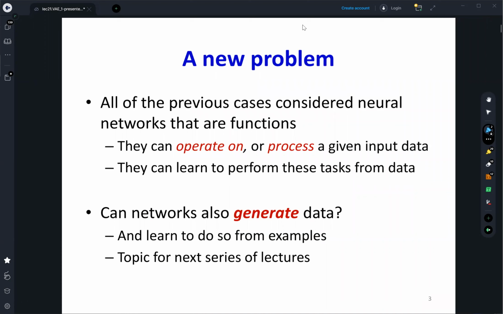But then here we have a new problem. In all of the previous cases, we considered neural networks that are functions that operate on or process a given input data. So they can learn to perform these tasks from data. But can networks generate data rather than operating on data? And can they learn to do so from examples? This is going to be the topic for the next 4 lectures, at least, actually the next 6 lectures.